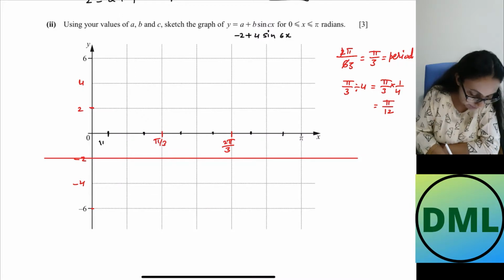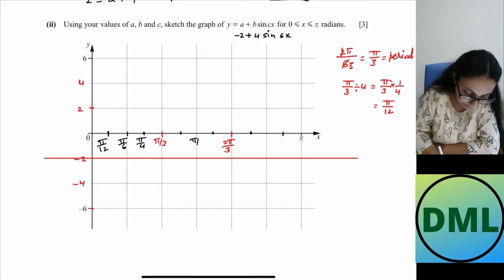This value is pi by 12. This value is pi by 6. This value is pi by 4. And this value is pi by 3. The middle value here is pi by 2. The middle value here is 5 pi by 6 here.